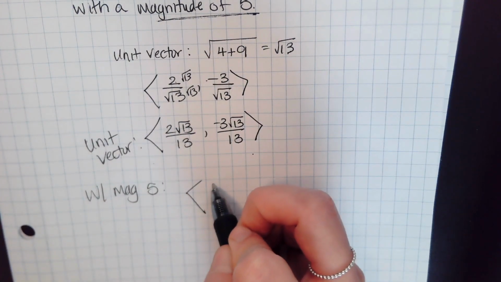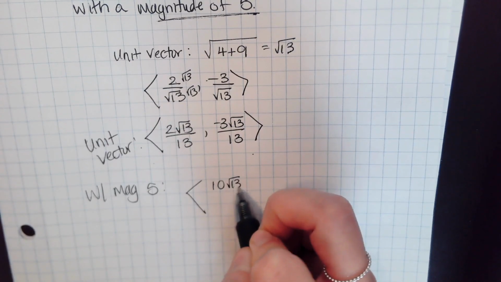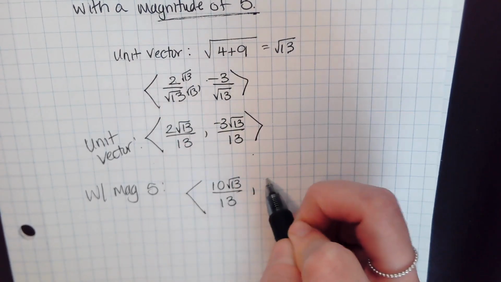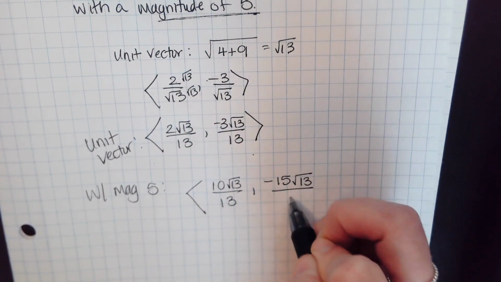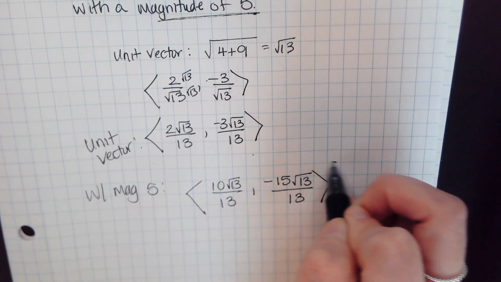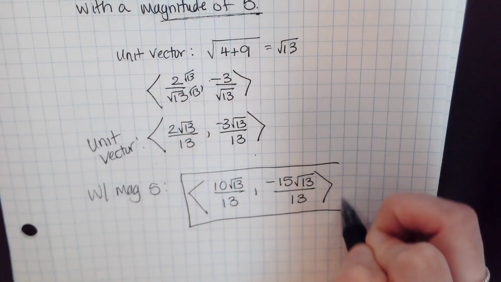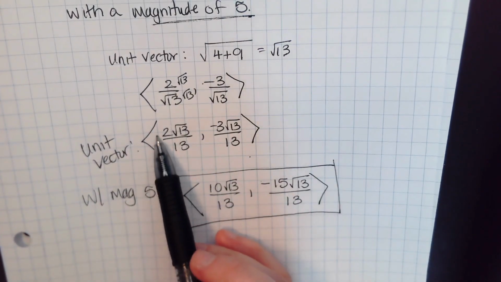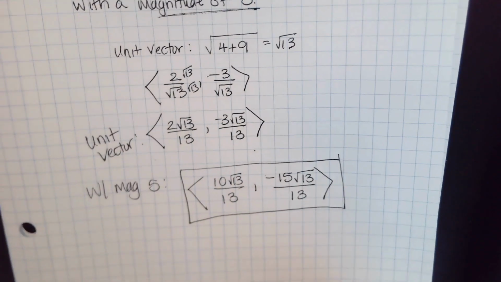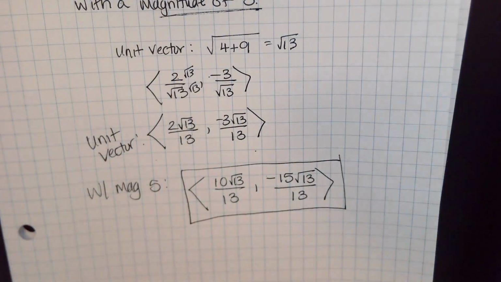And your final answer: 5 times 2 is 10, rad 13 over 13. And 5 times -3 is -15, rad 13 over 13. So nothing else changes here. When you multiply 2 rad 13 over 13 times 5 over 1, you just multiply the non-radicals together. And that would be your final answer.